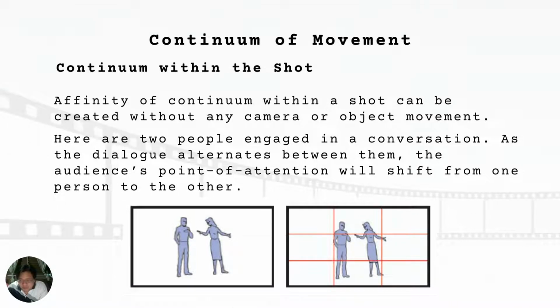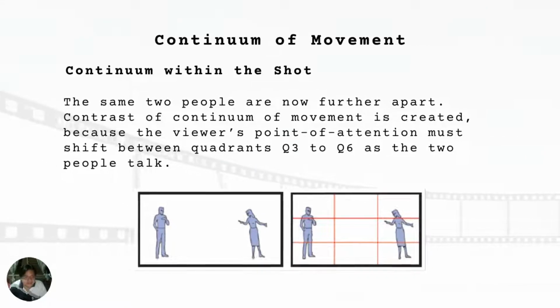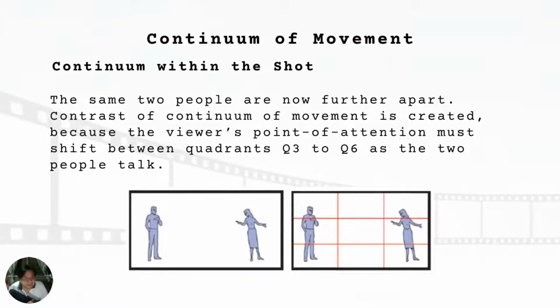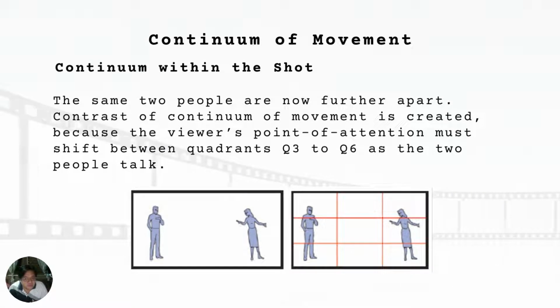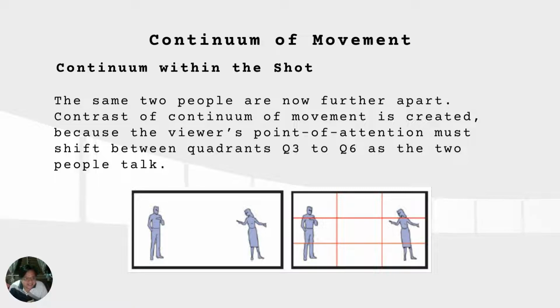Okay? The contrast of continuum of movement can also exist within a shot. I'm going to show you how. Okay? The same two people are now further apart and the contrast of continuum of movement is now created. Diba? Kanina, affinity because they are closer together. Now, when you put them apart, then comes contrast. Okay?